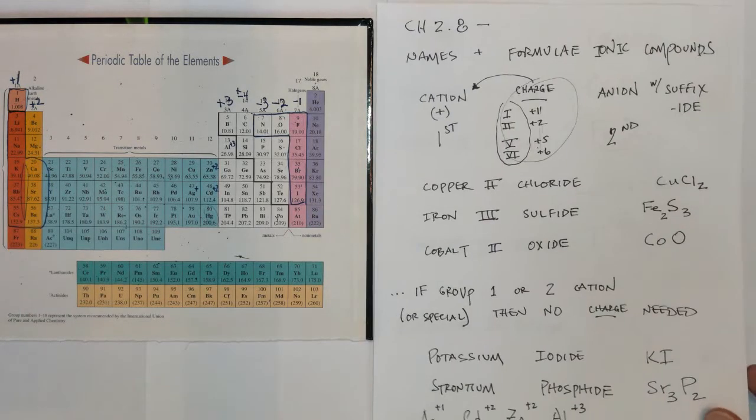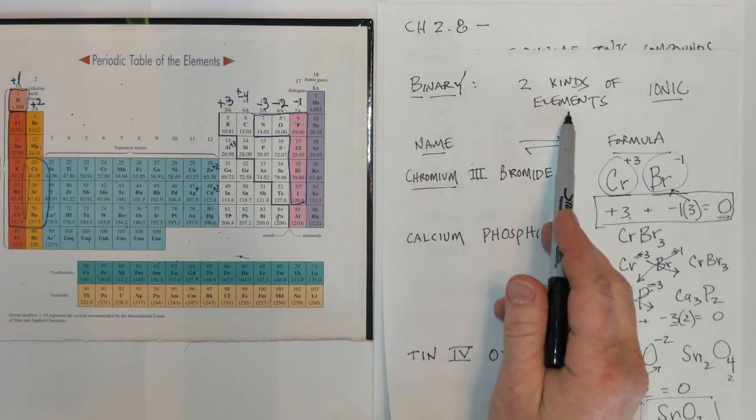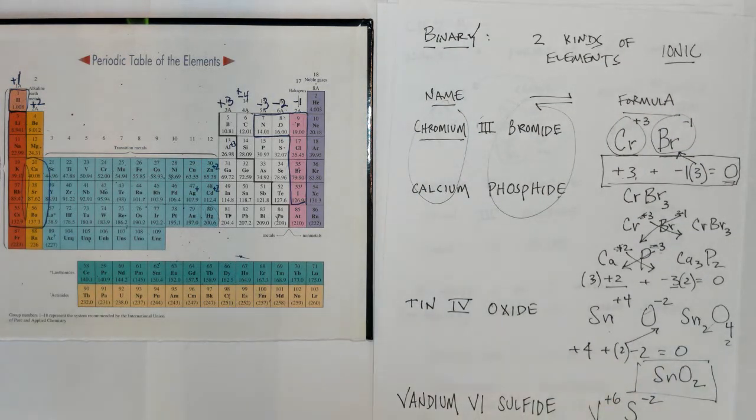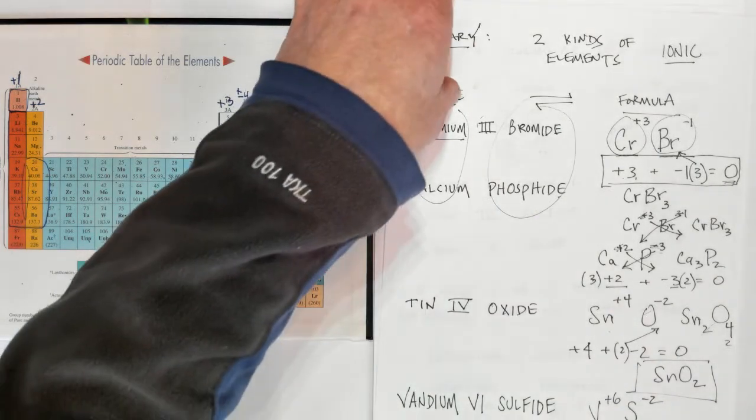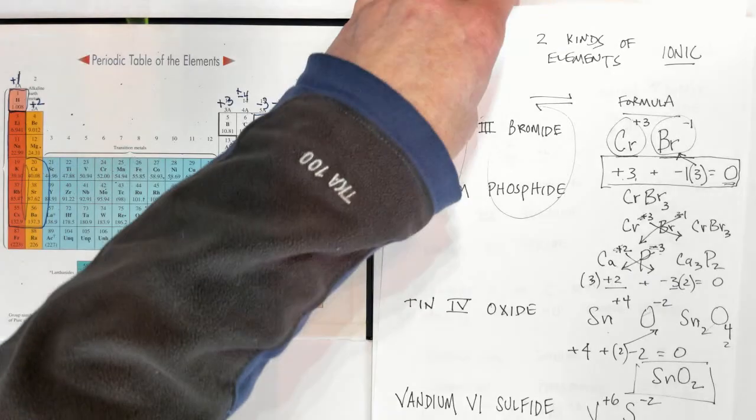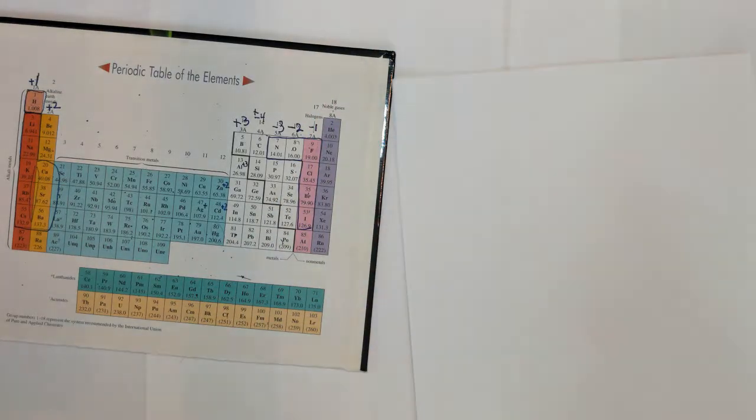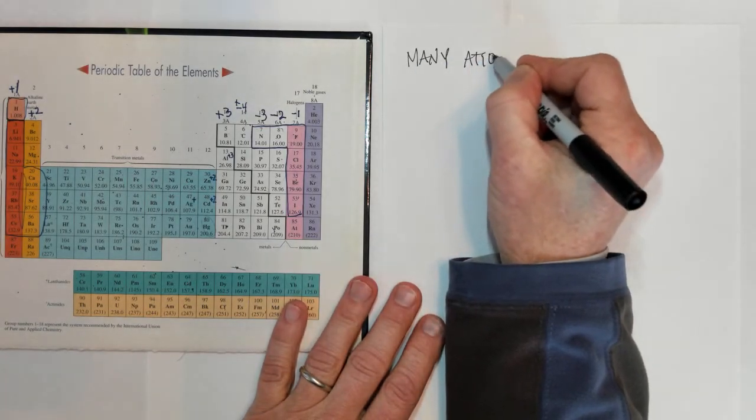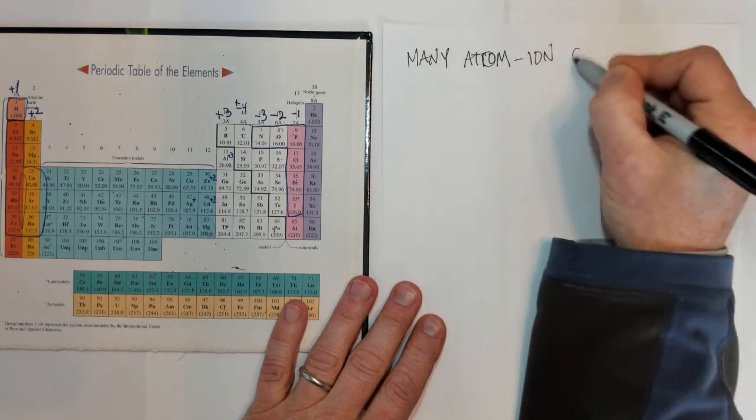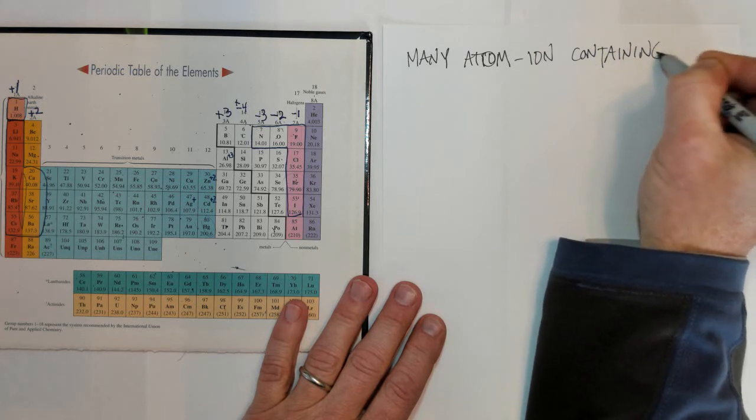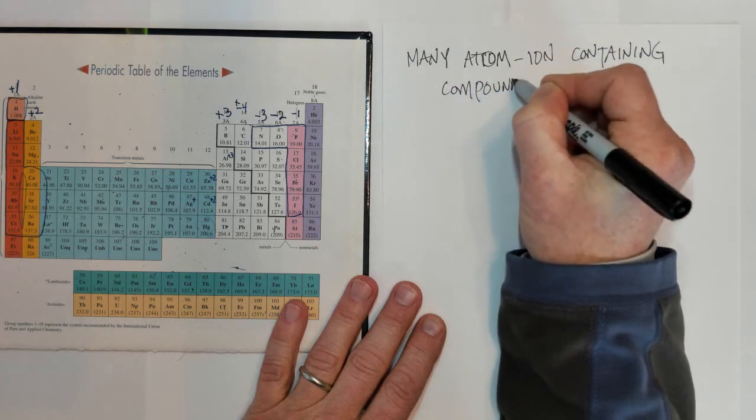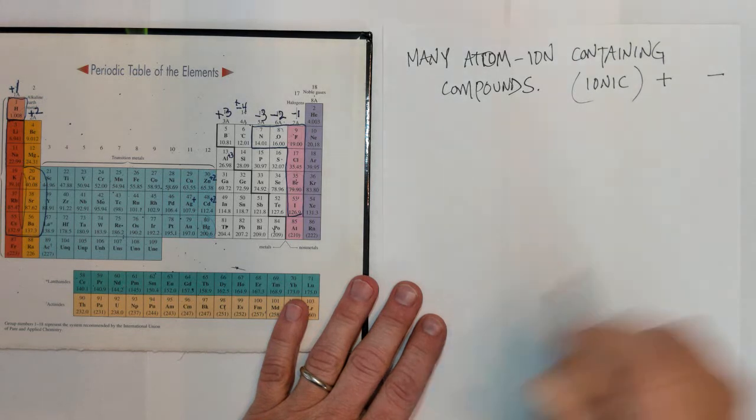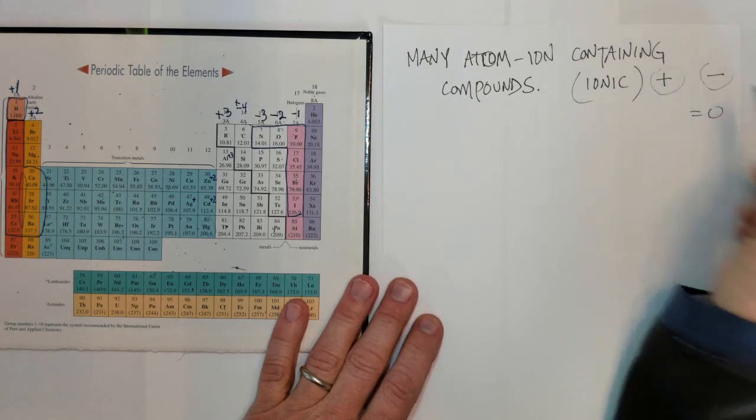So these are binary ionic compounds. These are binary ones that have 2 kinds of elements. One of them's a metal, one of them's a non-metal. But what happens if there are groups of elements that come together that also have a charge, and therefore you have 3 or more elements in a compound? Well, these are called many atom ion containing compounds. They're still ionic, meaning that they have a positive cation and a negative anion, and that they have to add up to equal 0, the positiveness and the negativeness.